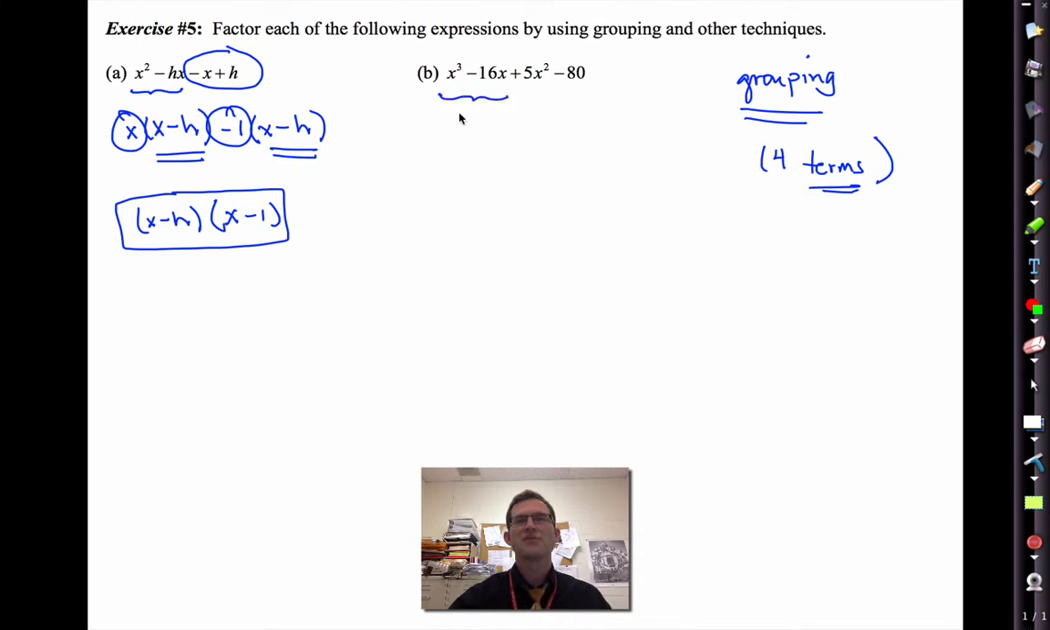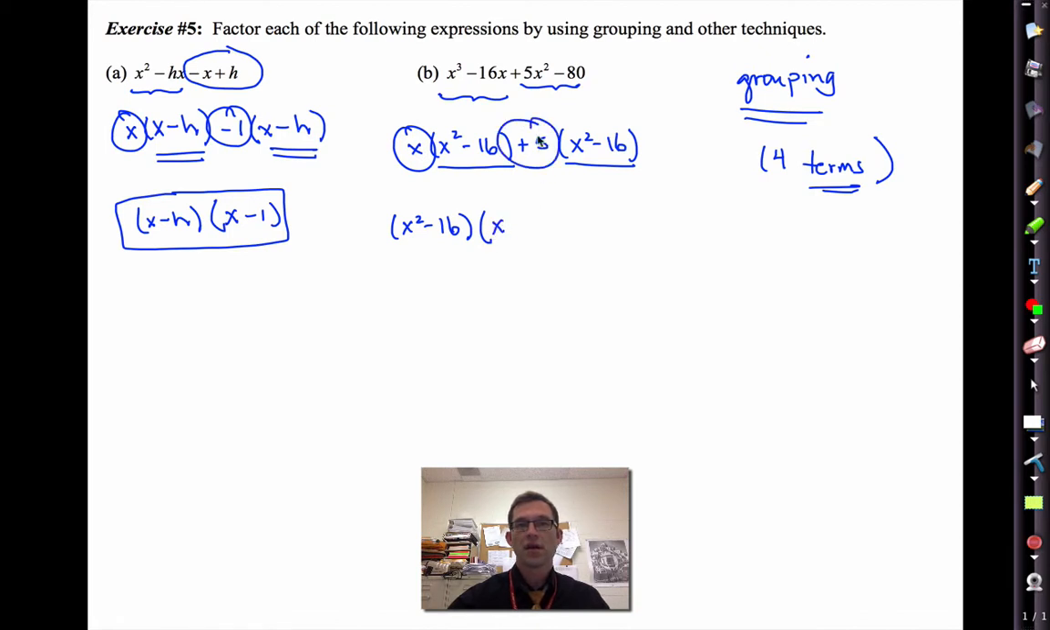I'm going to look at this and say, I can factor an x out of both of those, and that's going to leave me an x squared minus 16. Here I can factor out a positive 5, and that's going to leave me with x squared minus 16. So now the x squared minus 16 is my GCF, and I factor that out, and what I'm left with is x plus 5. Now we can go a little bit further here because that's the difference of perfect squares. We can rewrite it as x plus 4 times x minus 4 times x plus 5.